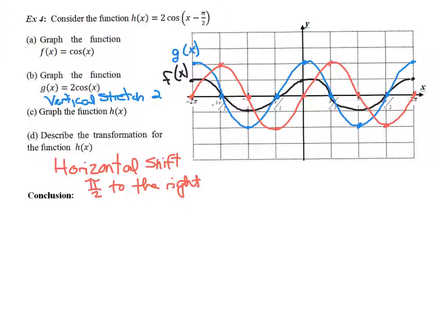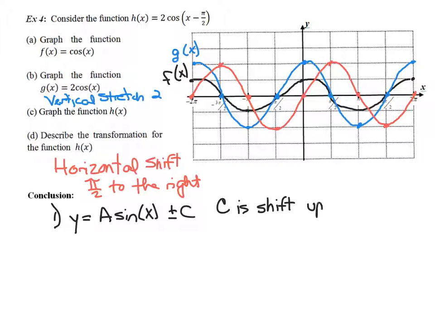Now, let's go ahead and do a conclusion here and write down all that we found out from this lesson. First of all, number 1 in our conclusion, if we've got a graph of y equals a sine of x, and then we're adding or subtracting c, the c value is going to be the shift, and that's going to be in the vertical direction, so it's going to be up or down. So the vertical shift is going to be the direction that the sign tells us. If I've got a plus, that means shift up. If I've got a minus, it means shift down.